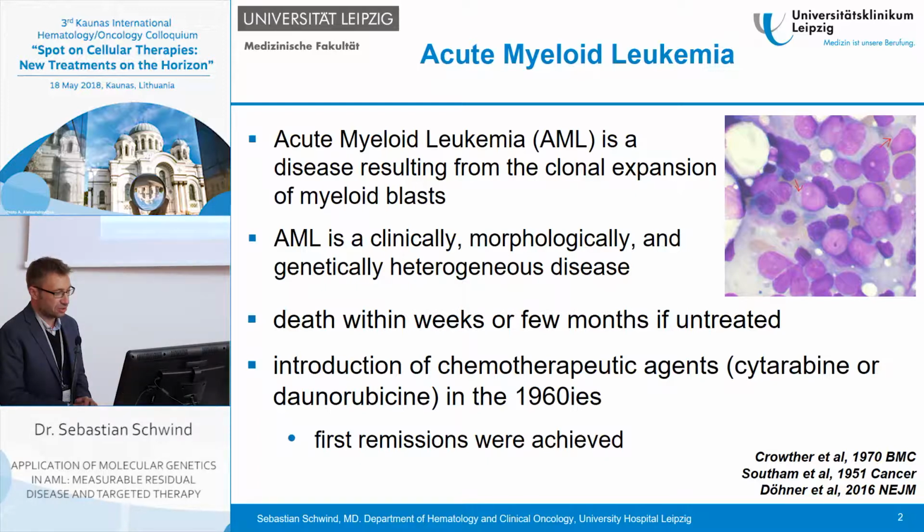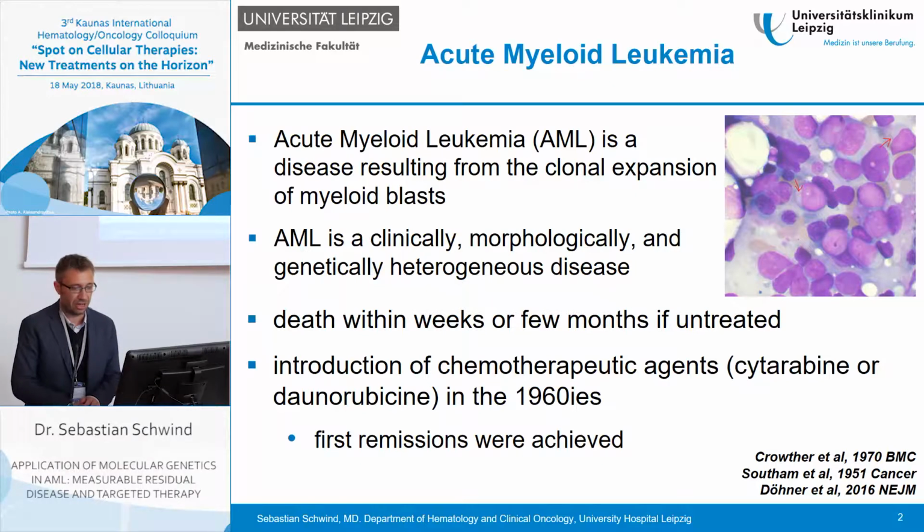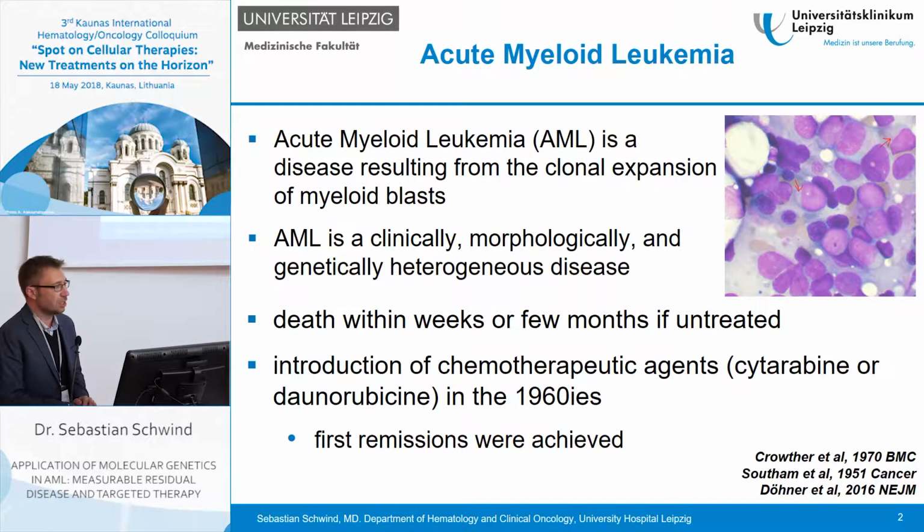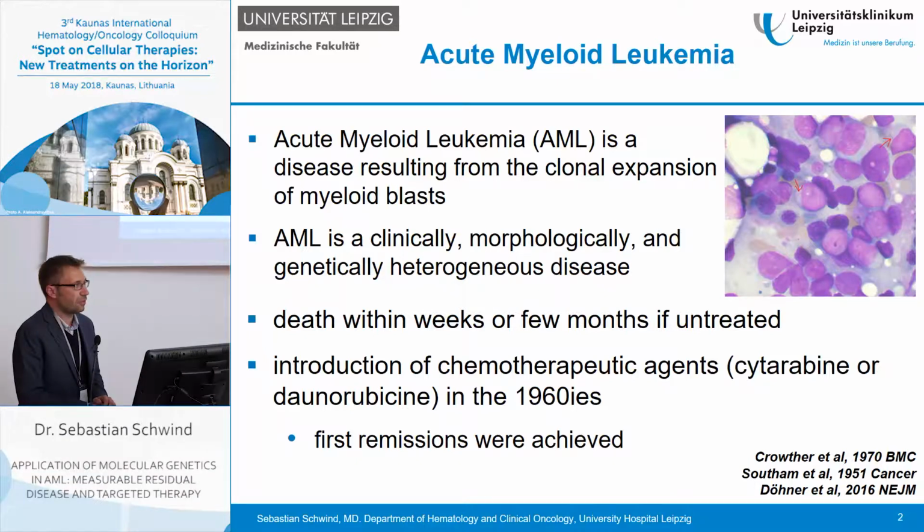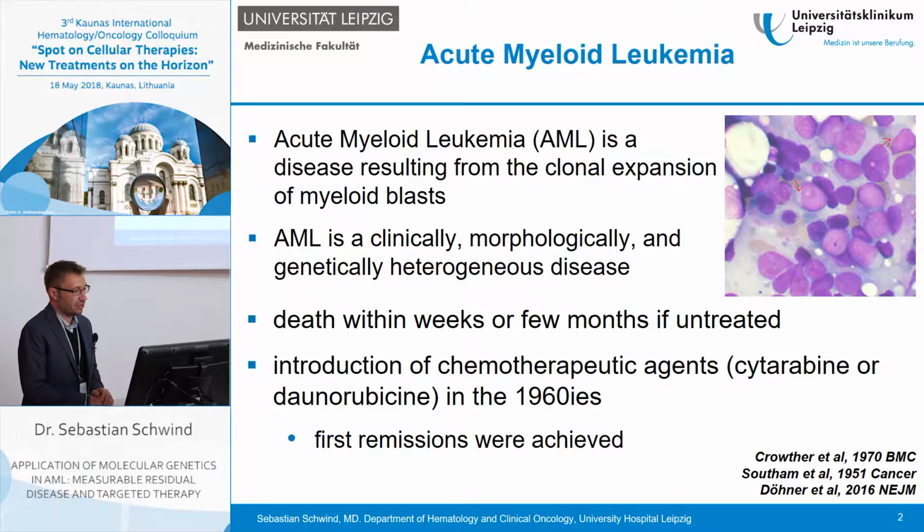The first cures were actually achieved in the 1960s with the first chemotherapeutic agents, namely cytarabine and anthracycline. And today we do that not much differently. The induction for AML patients still consists of cytarabine and an anthracycline. Most of the benefit that today's AML patients have is due to the improvement of supportive medical care.